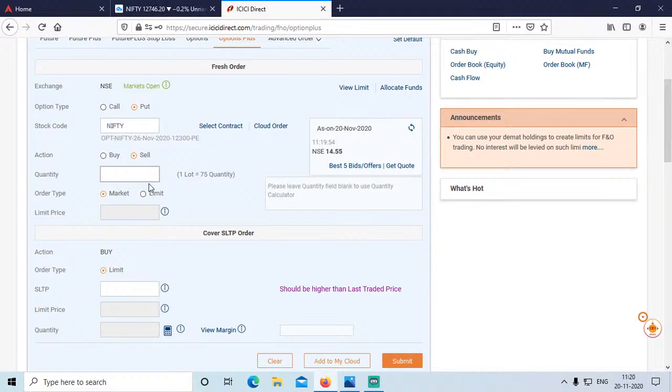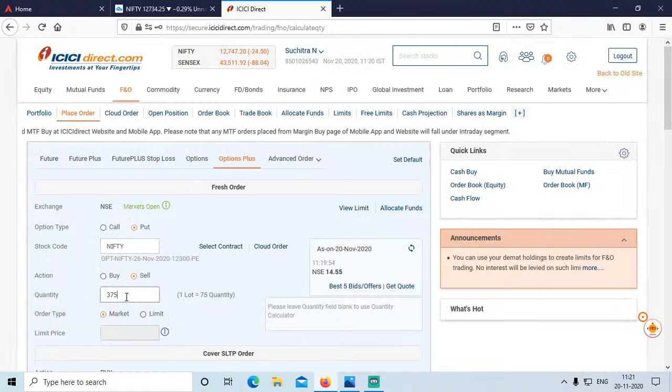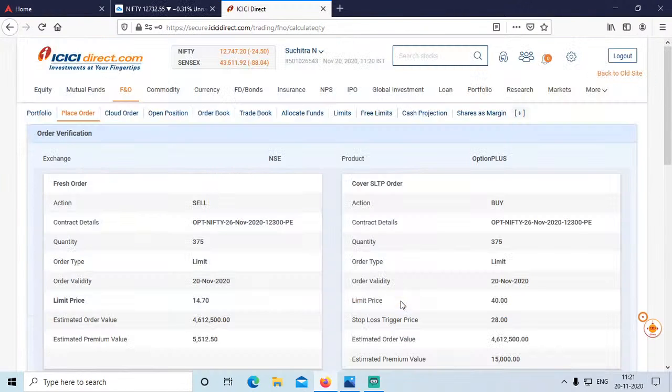If you don't know how to choose it, what we can do is give the limit price here, the stop loss here as double, 28 for 14, and click on this calculator button. It will ask whether you have to use the current limit or enter your limit according to the quantity. So just click on enter quantity and click on 10,000. The quantity will be automatically calculated as 375. Just refresh it, 14.70. So put the limit price 14.7 and click on the submit button.